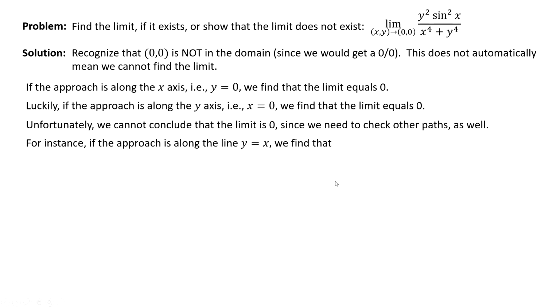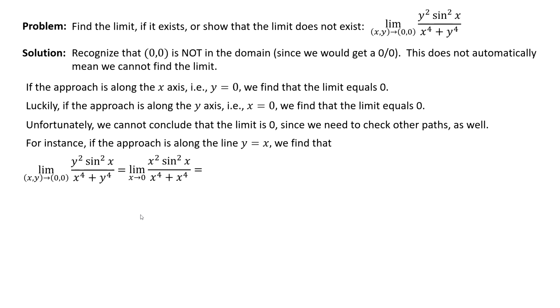What happens to this? Okay, y equals x line. Does that mean I can replace a y with an x? Yeah, you can. So make it x squared sine squared x over x to the 4 plus another x to the 4. That's the idea. y squared sine squared x, this is what we need to find. So the whole thing changes to the limit as x approaches 0 of x squared sine squared x over x to the 4 plus x to the 4.